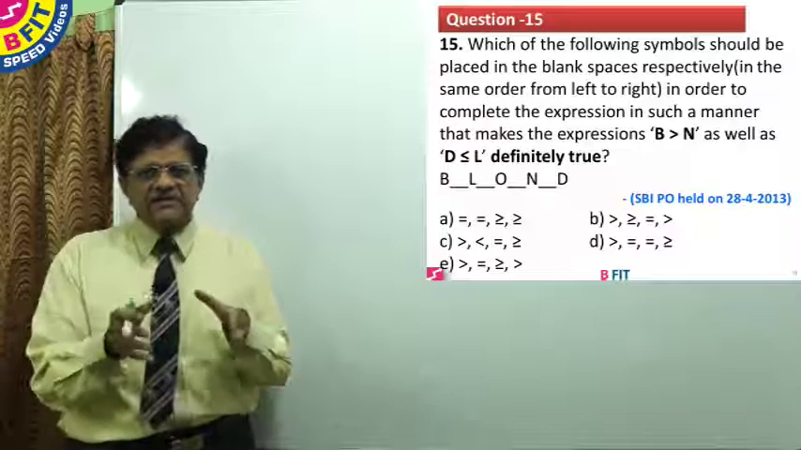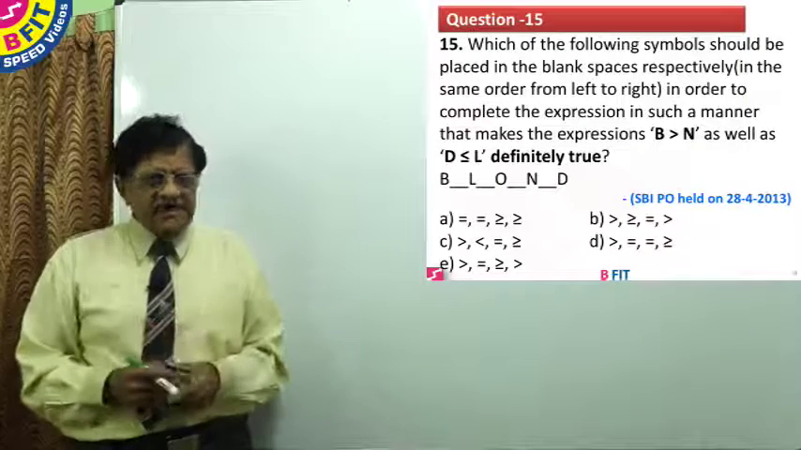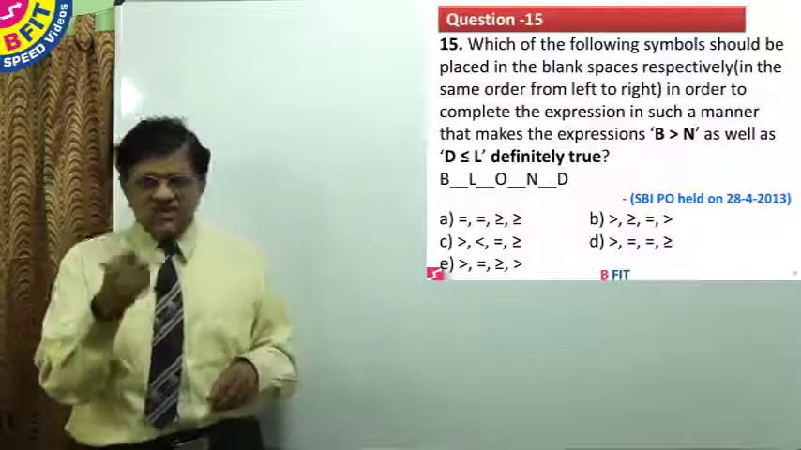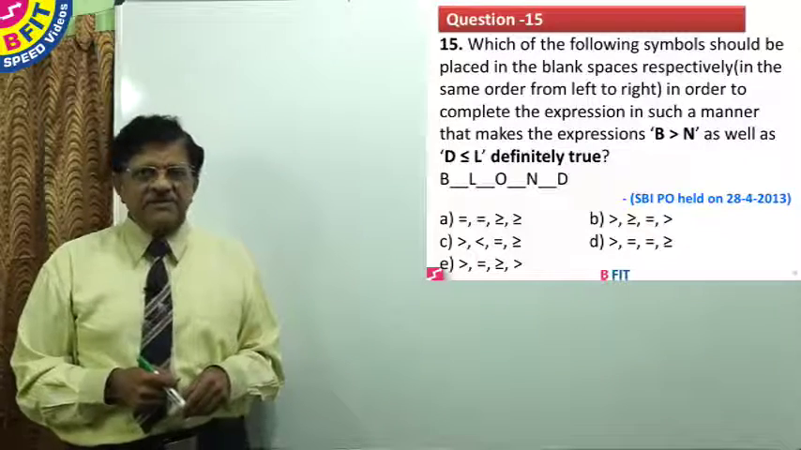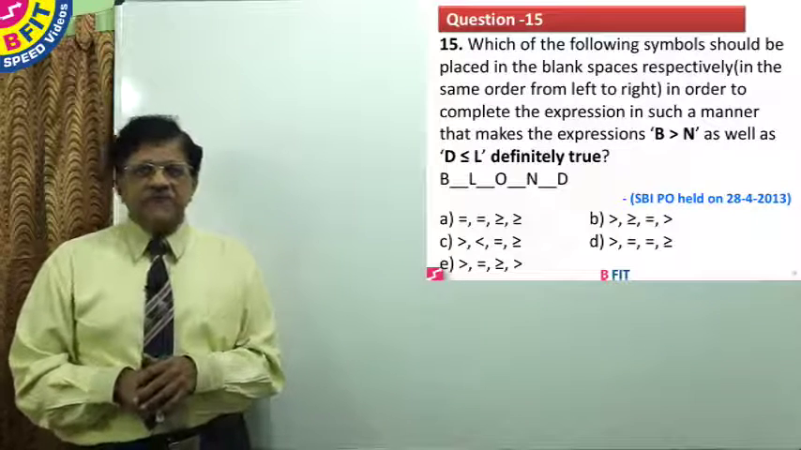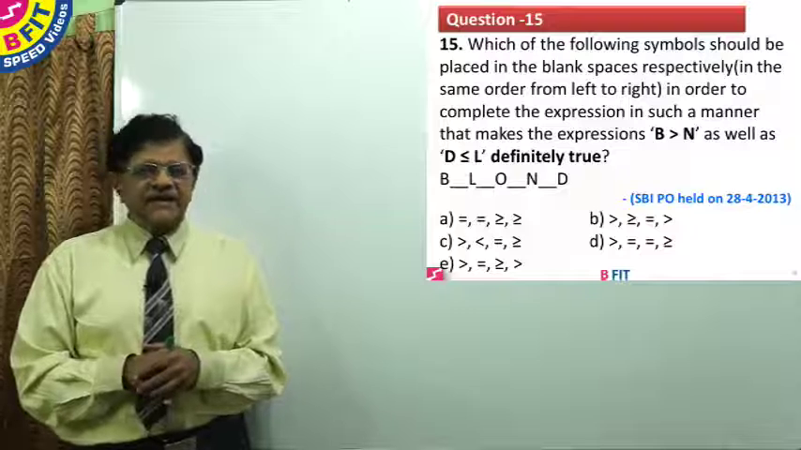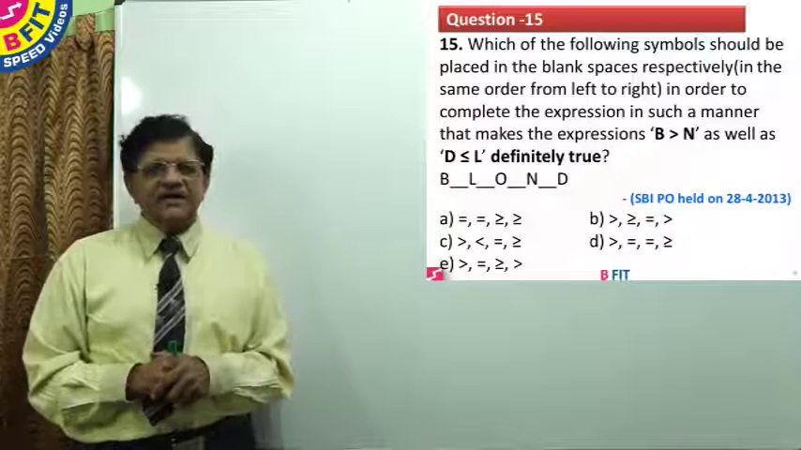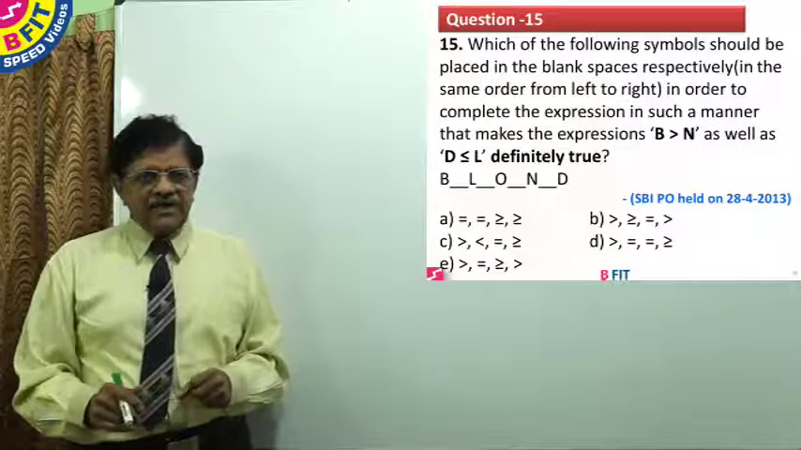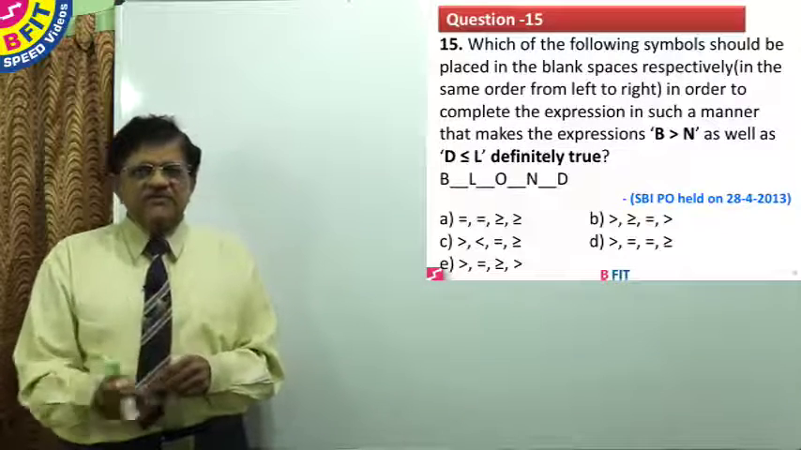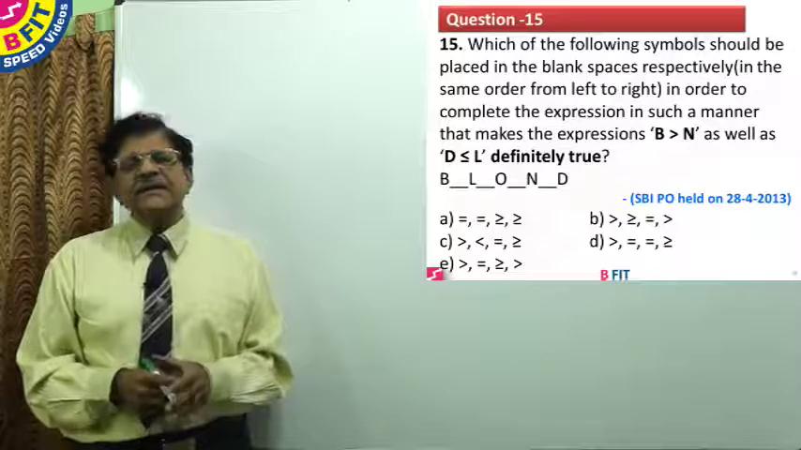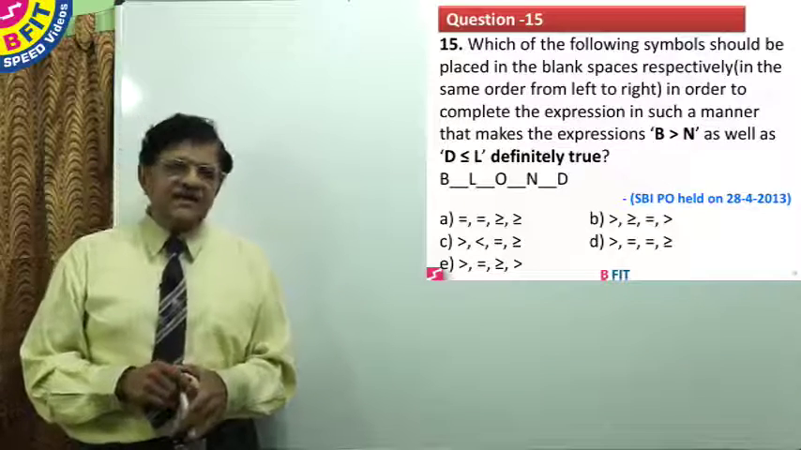There are five options, or five series of symbols, given. You have to choose one of the series of symbols in such a manner that two conclusions are valid. One conclusion is B is greater than N, and the other is D is less than or equal to L. These two conclusions must be true. We have to choose a series of symbols which will fill in between B, L, O, N, D, blonde, in such a manner that B is greater than N is true and D is less than or equal to L is true.